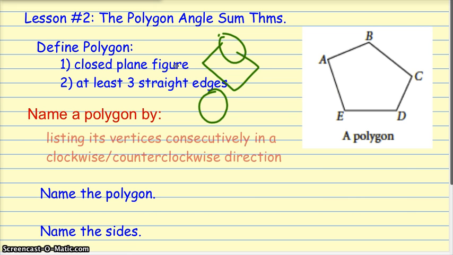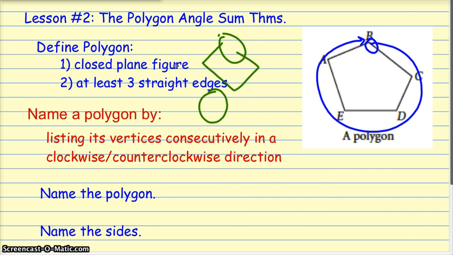Naming a polygon: listing its vertices consecutively in a clockwise or counterclockwise direction. Pick any vertex, it doesn't have to be the first letter in the alphabet, and list them in either clockwise or counterclockwise. So I could call it E, D, C, B, A. You don't need anything in front of the first letter.